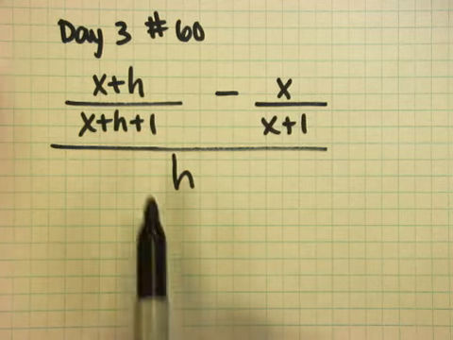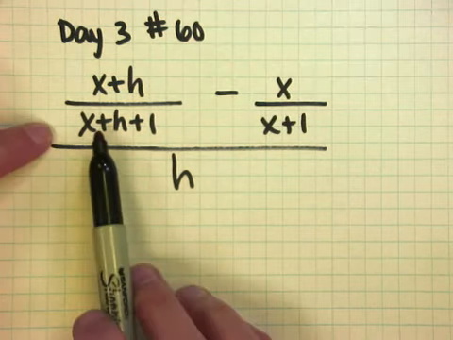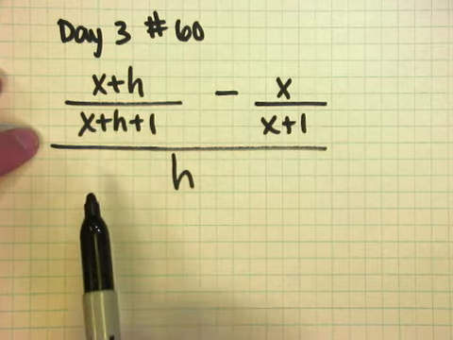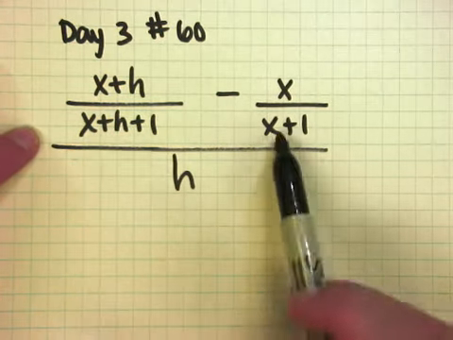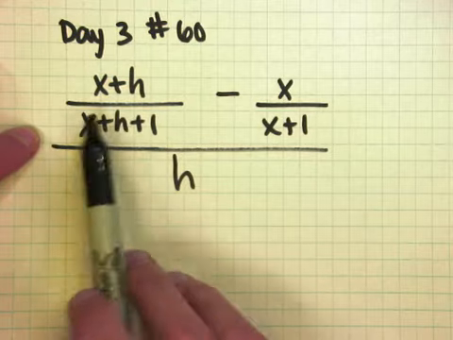So for day 3, number 60, it's just a problem of getting common denominators here. You just have to be careful not to cancel things out. It's awfully tempting to cancel out the x plus h's here, or the x's, but since the connector is a plus sign, you can't do that.